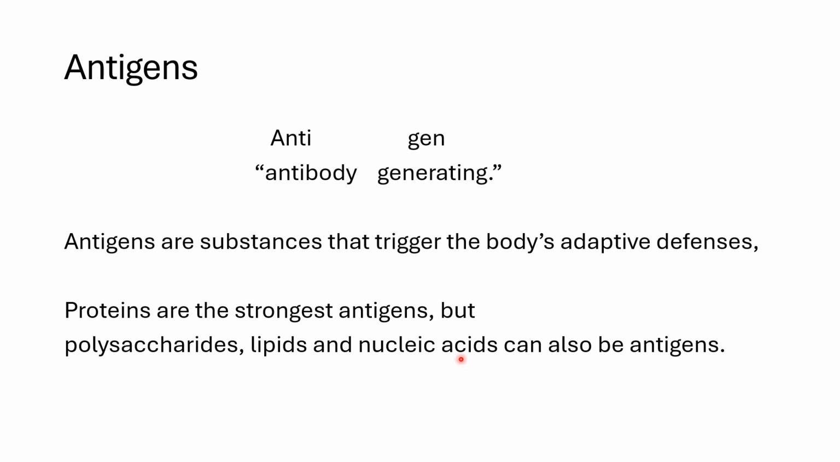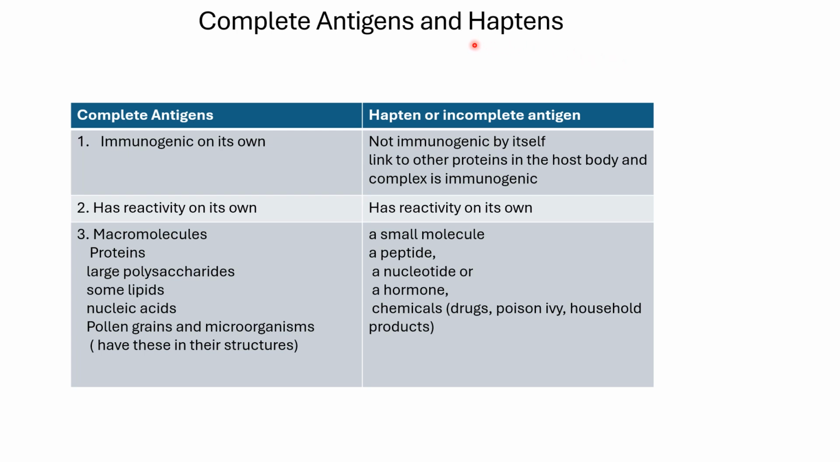And usually the antigens are large molecules. Then we have another term, which is haptens. Haptens are incomplete antigens. They are small molecules which do not provoke the adaptive system to mount an immune response against them. But in the body, when they attach to other proteins in the host body, that complex provokes the adaptive system to mount an immune response.